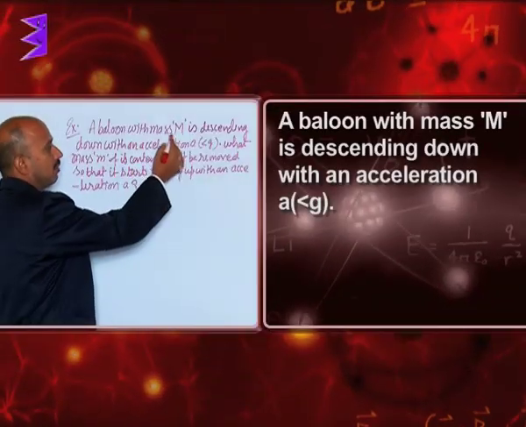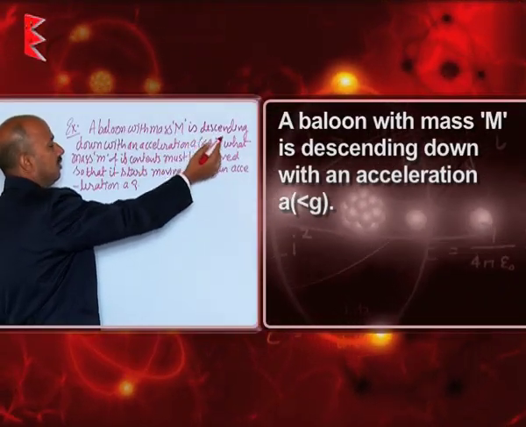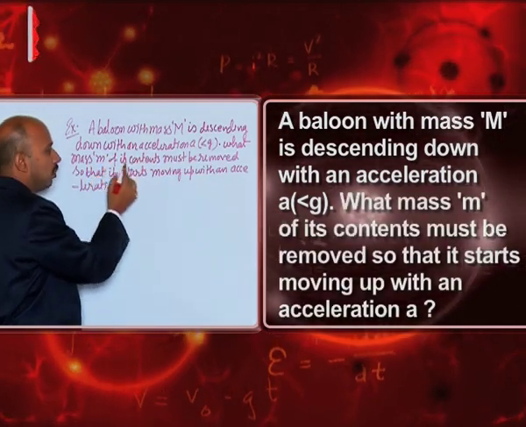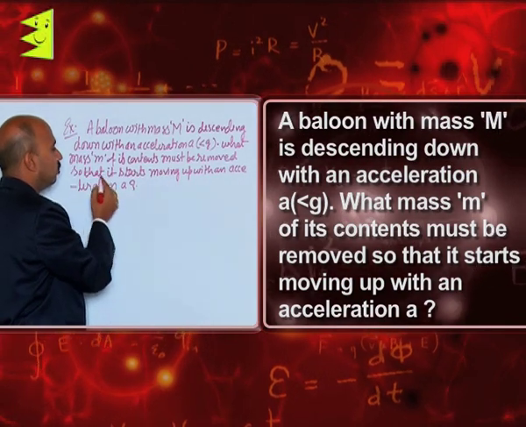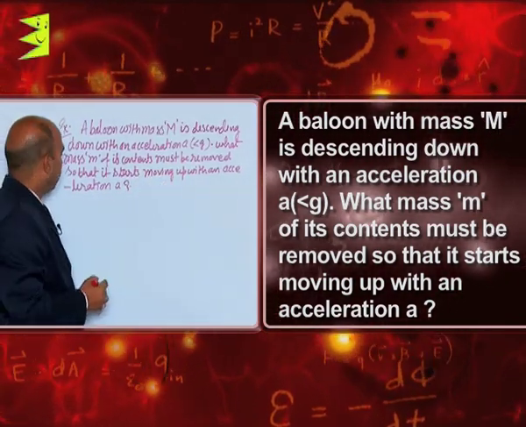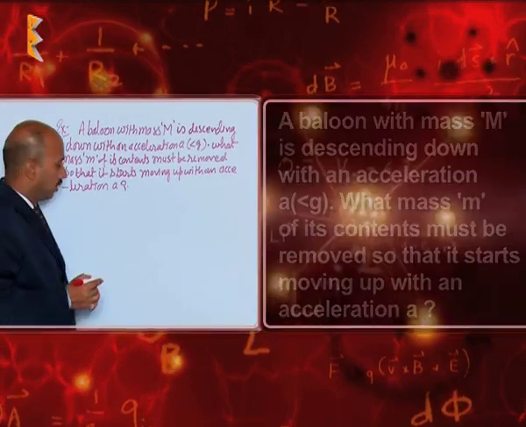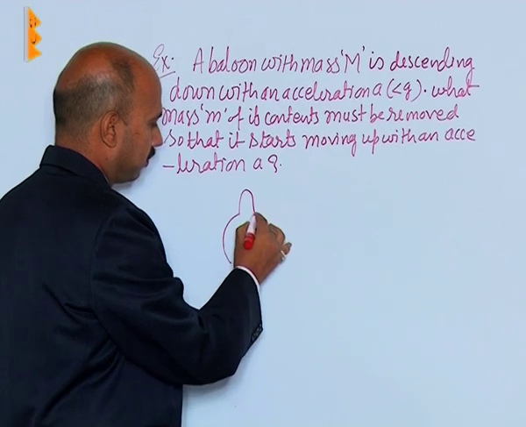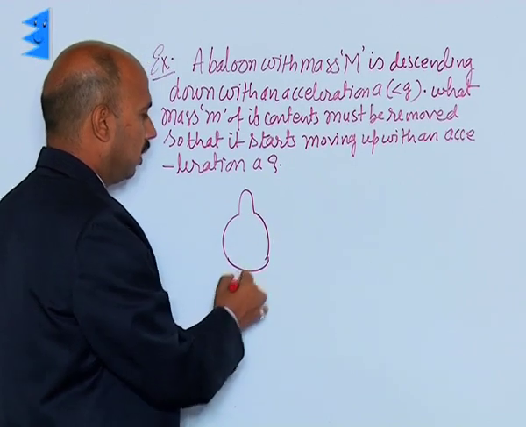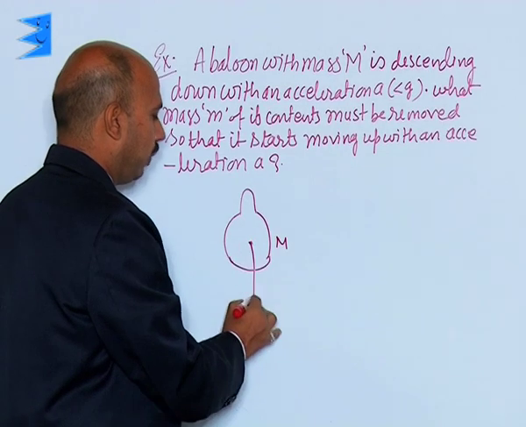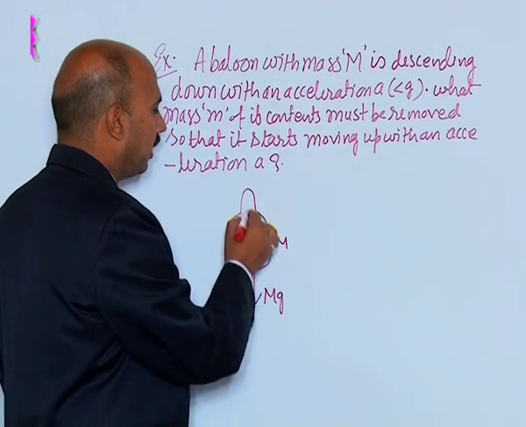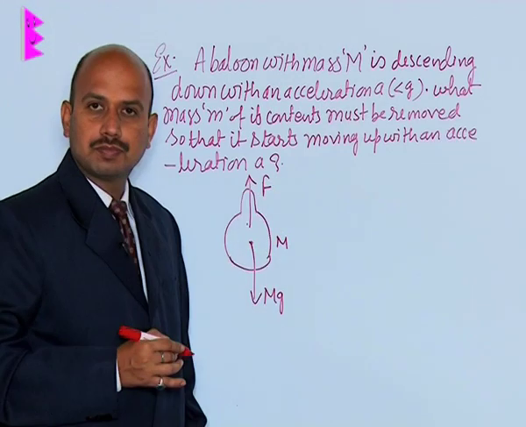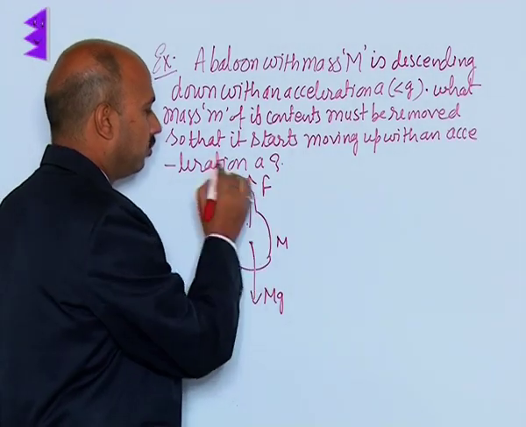Now, see, a balloon of mass m is descending down with the acceleration a, that is less than g. What mass m of its contents must be removed so that it starts moving up with an acceleration a. Suppose this is a balloon, its mass is m, so weight is acting mg, and suppose the retarding force F is acting upward. F is the force here.